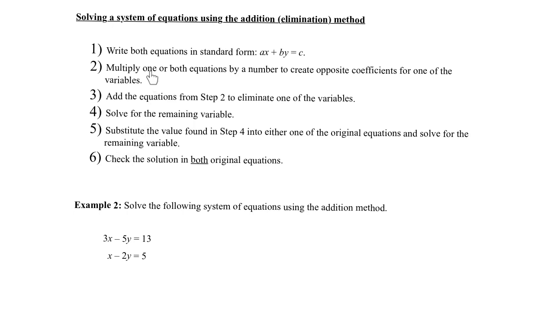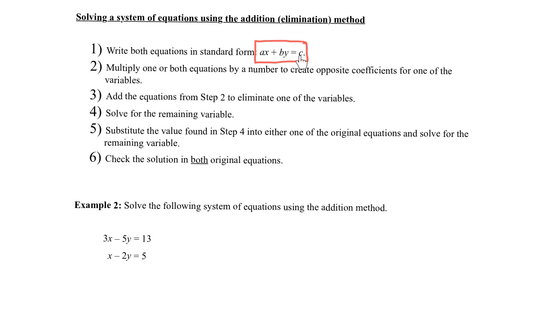So first we have to write both equations in standard form. Now we didn't have this before when we did the substitution method, but we have it now. It's got to be in standard form because we're going to line these up and add them. So we need the x to be first, then the y, then the equal sign, and then the constant.